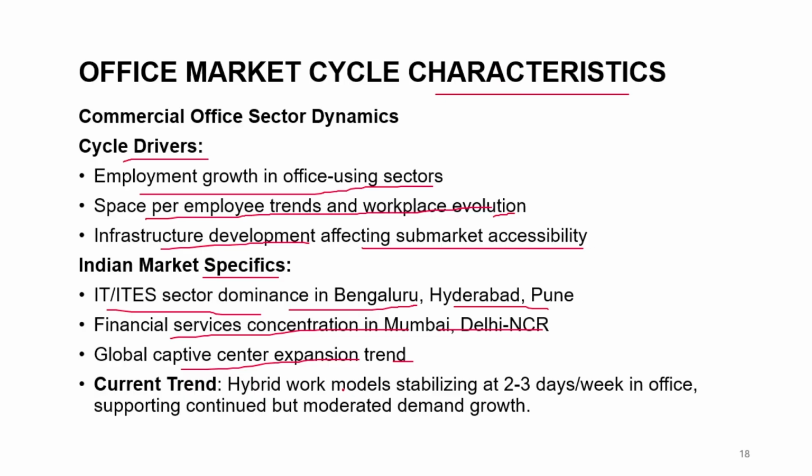And the current trend is the hybrid work model stabilizing at 2 to 3 days per week in office, supporting continued but moderate demand growth. So, there has been an impact, but the office need has not completely gone down, because of the hybridization approach, where office goers go to office at least 2 to 3 days per week, and that is why the requirement of office is still there.